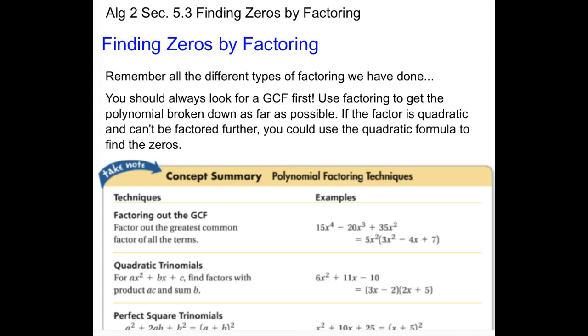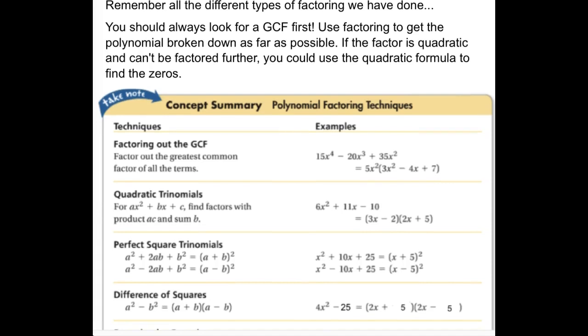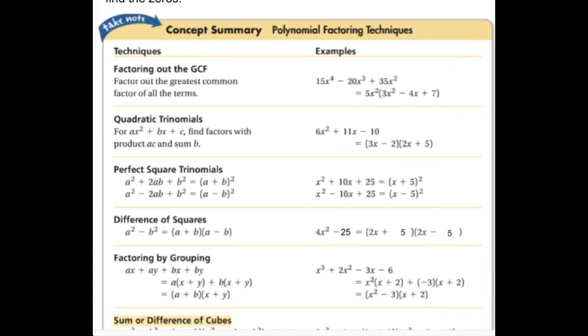A couple things to remember. You must always look for a GCF first. If there is a common factor to all of them, you should factor that out first. Then we're going to use factoring techniques to break our polynomial down as far as possible. If the factor is quadratic and can't be factored any further, we can always use the quadratic formula to find our zeros, or even sometimes just square rooting to find the zeros that way.